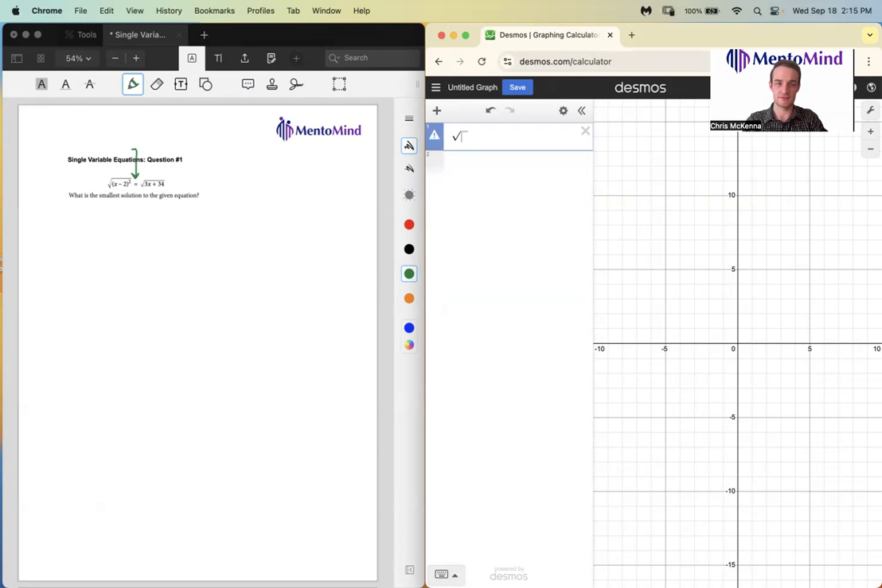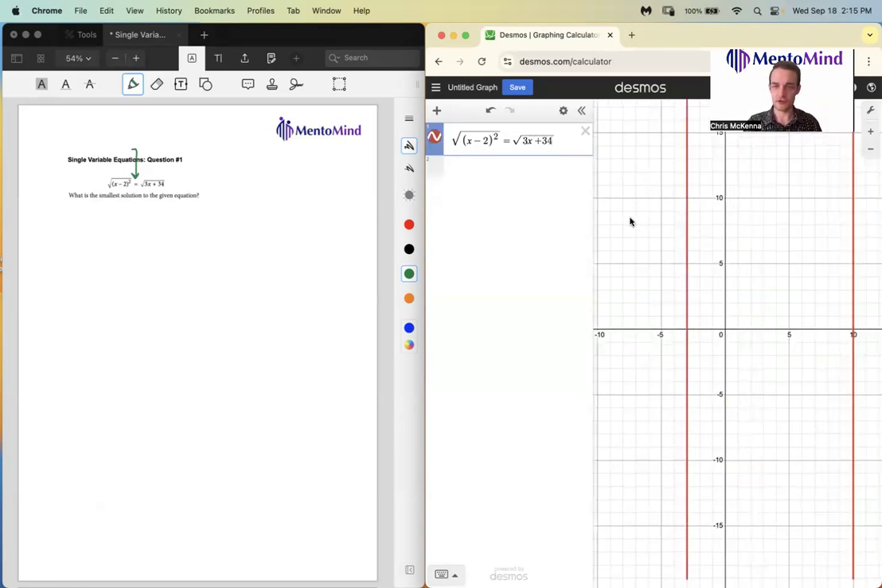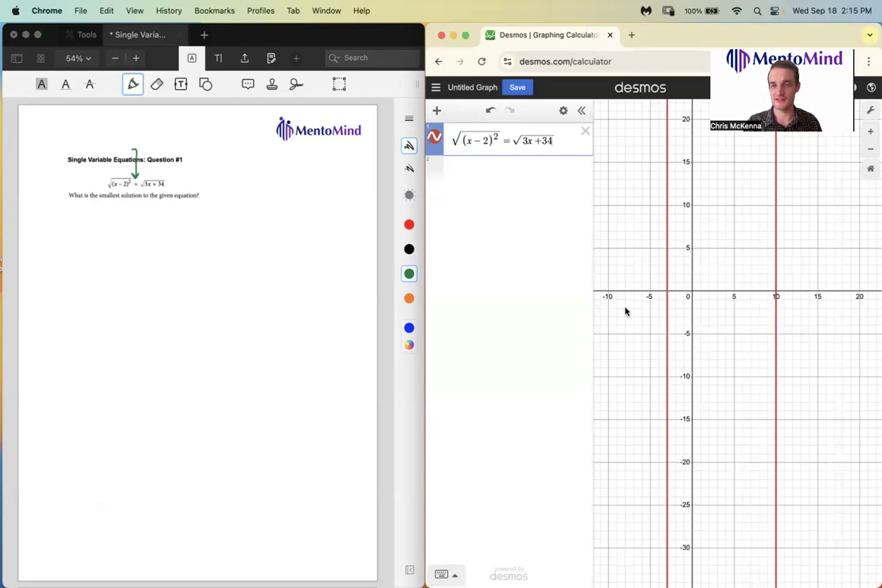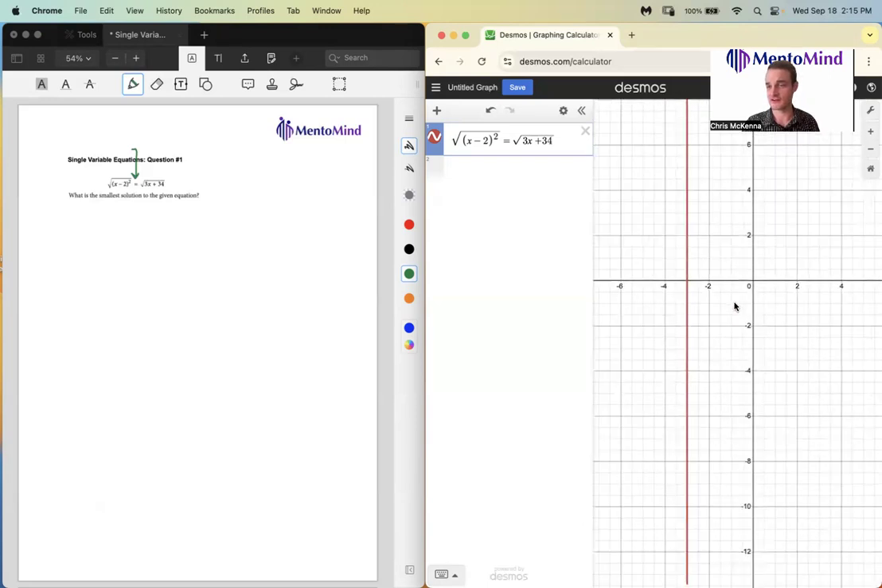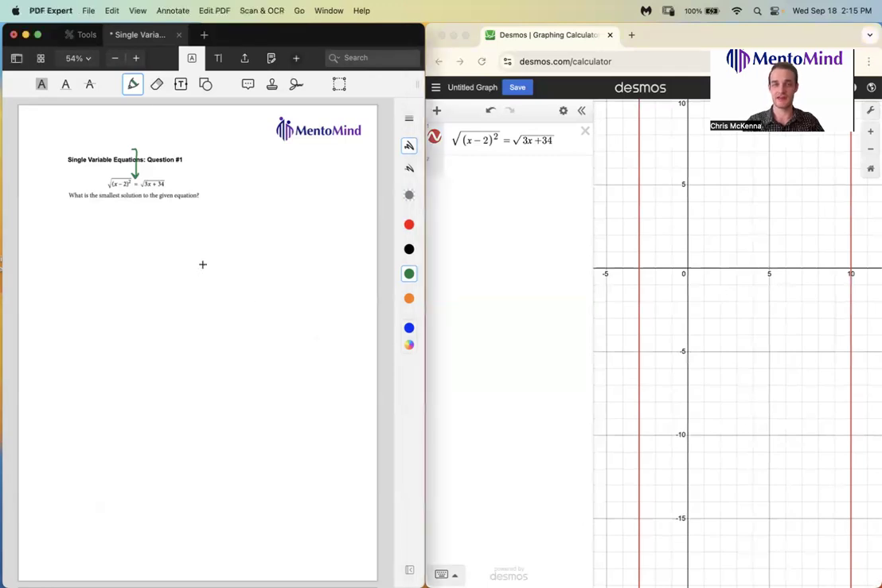Okay, so I'm just going to type this into the Desmos expression box, and Desmos will start to populate the coordinate plane. So we have the square root of x minus 2 squared, and that is equal to the square root of 3x plus 34. Now we'll notice that we have these two vertical lines, and these actually are the solutions to this equation. So our work is done. These lines occur at x equals -3 and positive 10. There's nothing else to do here. Those are both the solutions to this equation.